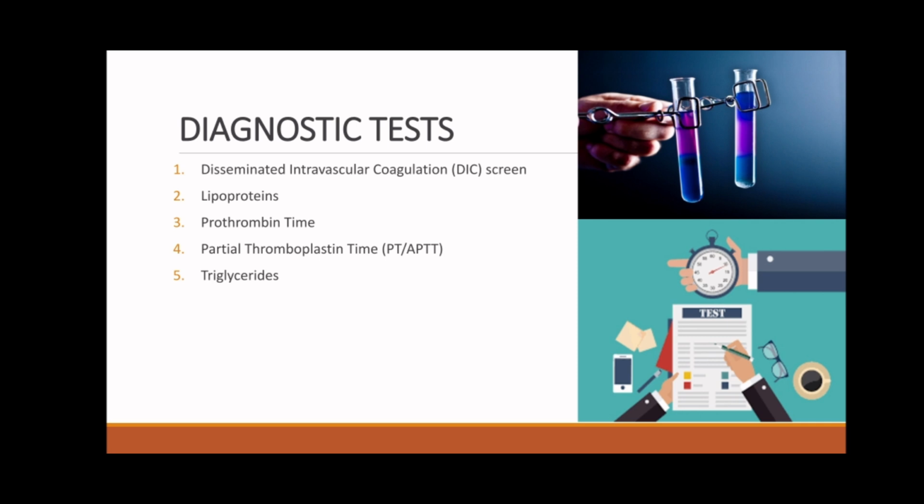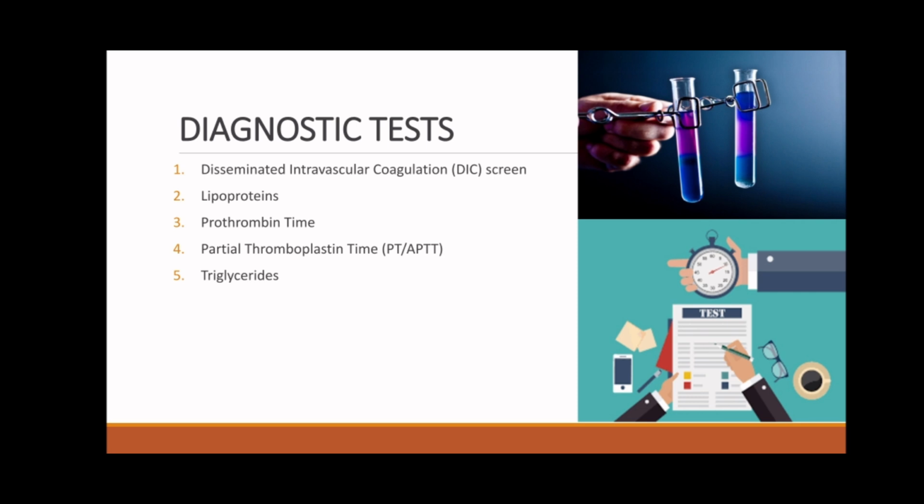Lastly, these are just some of the examples of vascular system tests that can be done in the laboratory. You can request a disseminated intravascular coagulation screen. This will check if the patient has any coagulation that has happened anywhere in the body. So this one screens for that type of disorder.